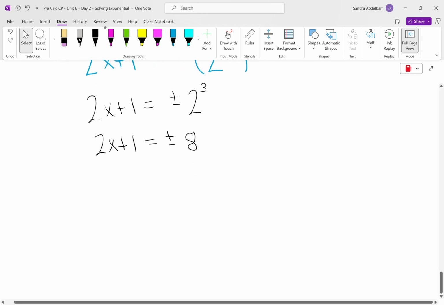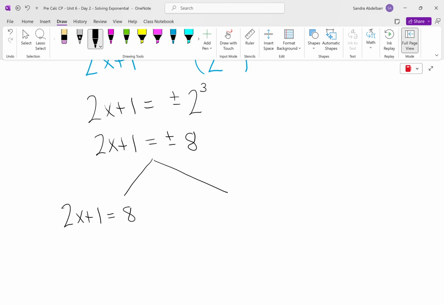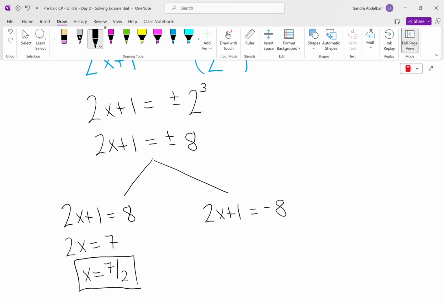I'll let you catch up before I show you what we're going to do next. We're going to have 2 answers. Yep, exactly. So now we need to split this up. We're going to have 2x plus 1 equals positive 8, and 2x plus 1 equals negative 8. And then we solve both of them. So 2x equals 7, x equals 7/2. That's one answer. And here 2x equals negative 9, x equals negative 9/2.